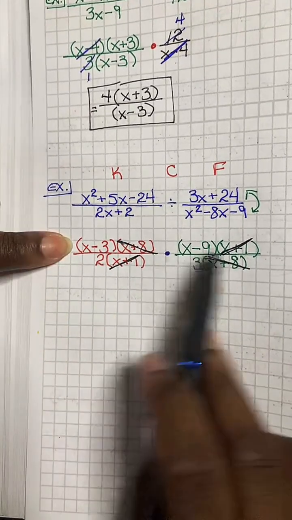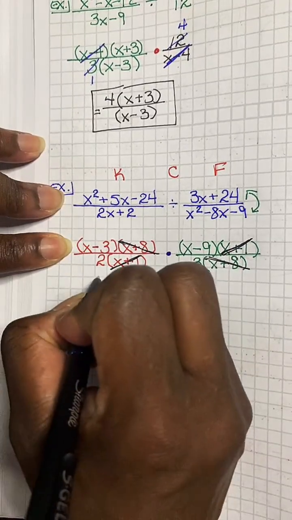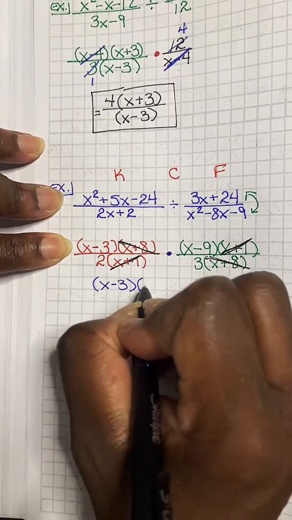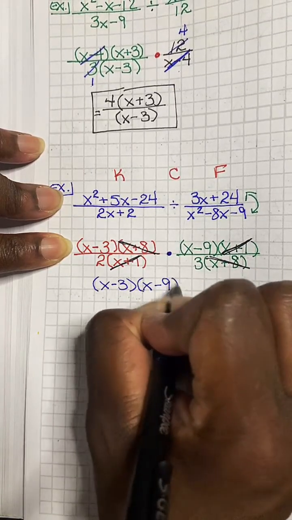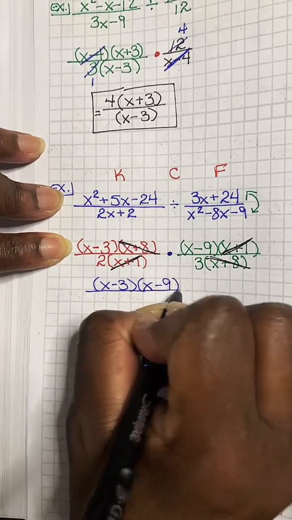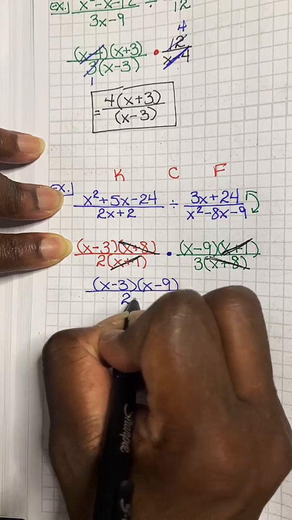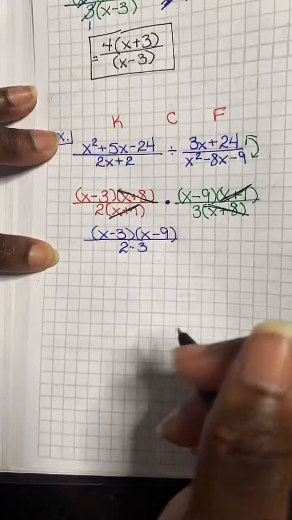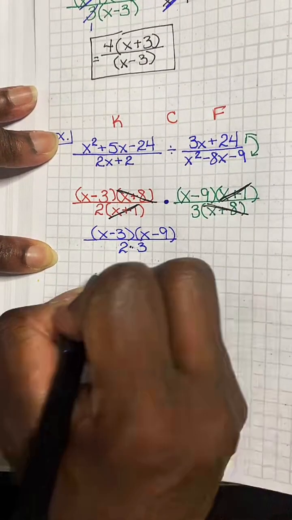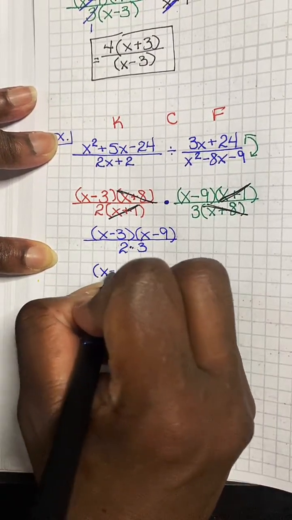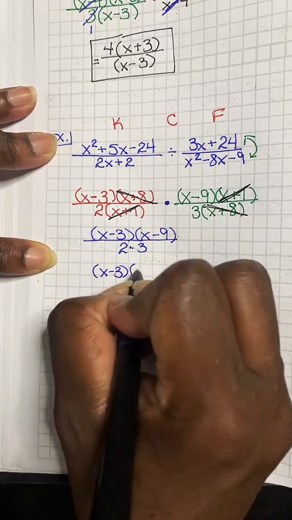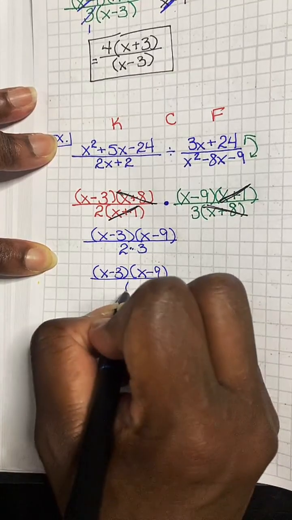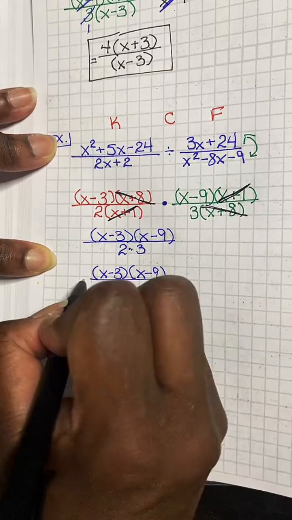All right, so now let's gather and see what else is together. So we have our x minus 3. We also have our x minus 9. And then that is over 2 times 3, which we can just go ahead and multiply. So that means you'll have x minus 3, x minus 9, over the whole number of 6.